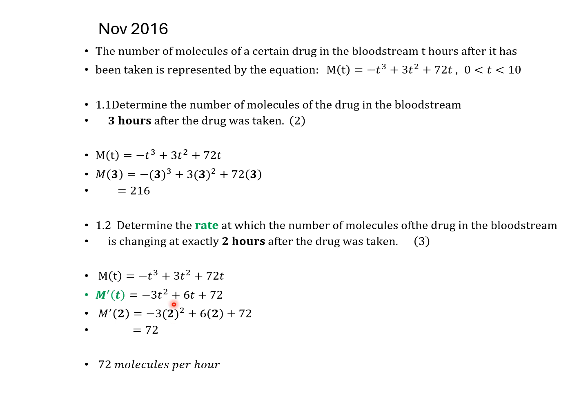So the rate at which the number of molecules in the bloodstream is changing is 72 molecules per hour. So every hour, my bloodstream is actually absorbing 72 molecules of that tablet that I've drunk, or drug as they call it in this problem.